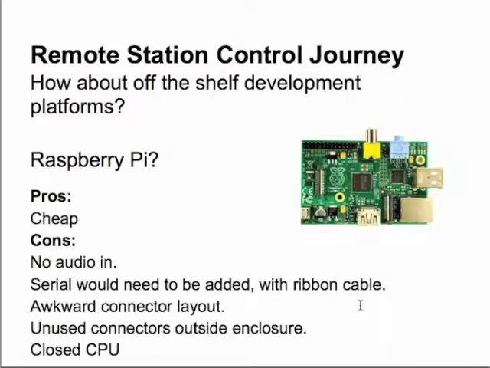So then I looked at off-the-shelf development platforms like the Raspberry Pi. The Raspberry Pi is cheap. The cons I have listed here is no audio in. Serial would need to be added. There is serial on that header right there, if I'm not mistaken. I need to add that in. The connectors are laid out awkwardly, so getting this thing into an enclosure would be difficult, and I would have unused connectors on the outside of the enclosure, which I didn't want. Also, the CPU is closed. You can only get the documentation for the CPU under NDA, so I didn't particularly care for that.